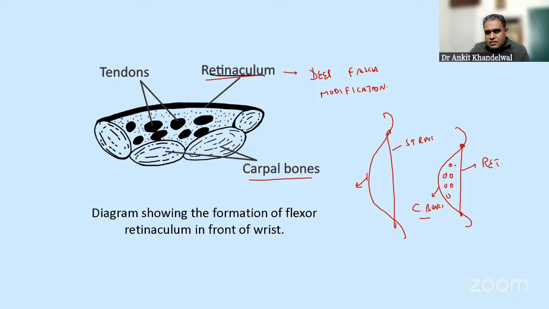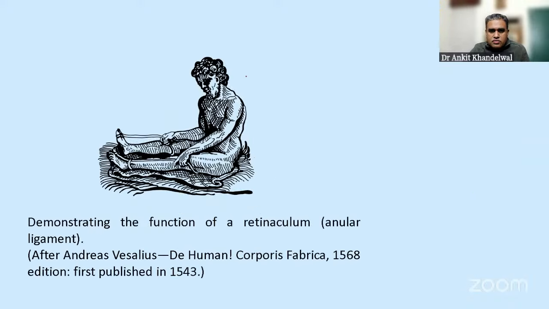So do remember, it's a modification of deep fascia. Here's an image of it, demonstrating the function of the retinacula. It's quite an old image, but yeah, try to focus on this part. Try to focus on how they are tightening and how they are showing the relevance of the retinacula. This is a retinacula over here. On this side, there is no retinacula.